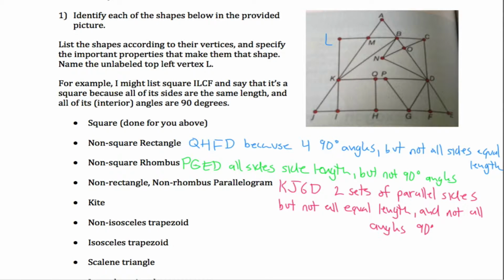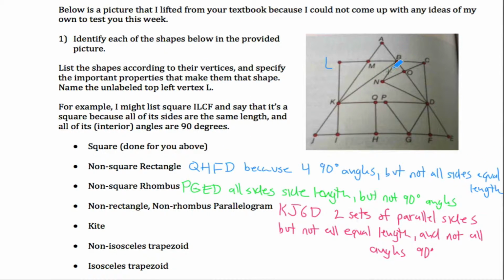What about a kite? Well, I guess I gotta switch colors again here. Maybe I'll go back to blue. Let's see. The kite I see sitting up here. There might be others buried in here somewhere, but the one that jumps out to me is BNDC. There's other ways you could specify that as long as you list those four letters. Technically, you're supposed to go in a circle around this thing, so like CBND or CDNB. But I'm not too picky on that kind of stuff.